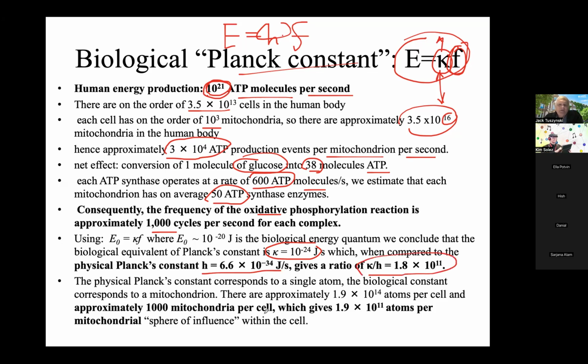Interestingly, it corresponds roughly to the number of atoms in a cell per mitochondrion, what I call the sphere of influence or region of interest. So roughly speaking, that corresponds to the ratio to the Planck constant. Planck constant, remember, originally was related to, let's say, a single atom transition between electrons in a single atom. Here we have oscillations or transitions between states in a mitochondrion, and that is how many atoms this part of the cell contains. So it makes sense.